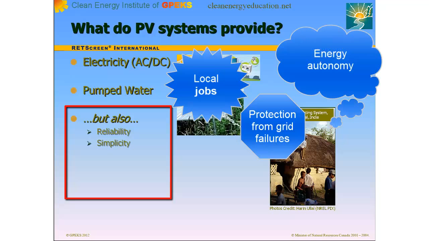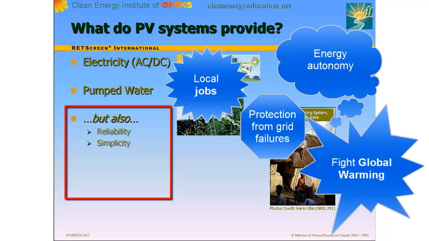Second, simplicity. PV systems contain few components and have very basic operating and maintenance procedures. This makes them well suited to the people in this village, who probably lack the training and familiarity necessary to operate a fossil fuel power generator.